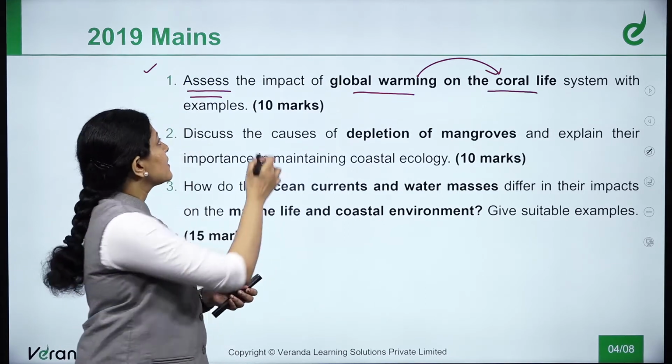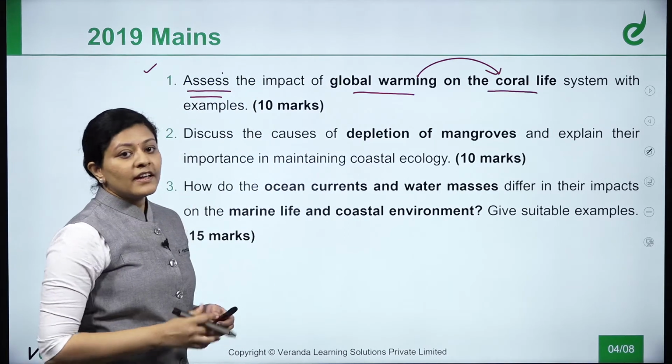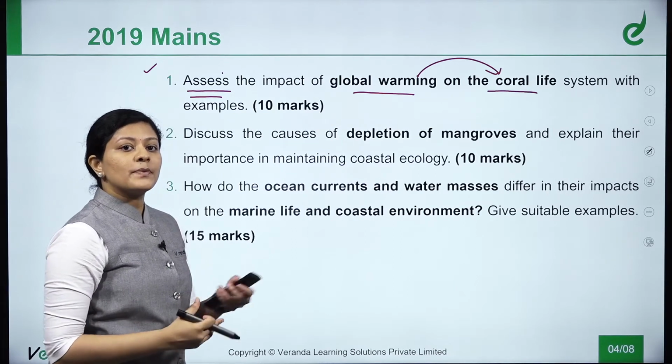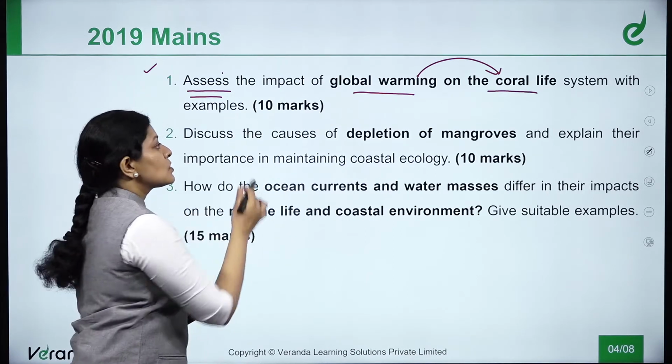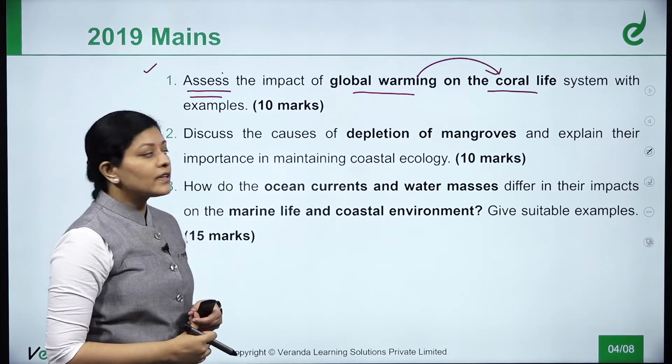So certain things like that, and you are assessing the statement. If we are building coral lives, that can also be mentioned. So you're supposed to take a stand at the end of the answer.